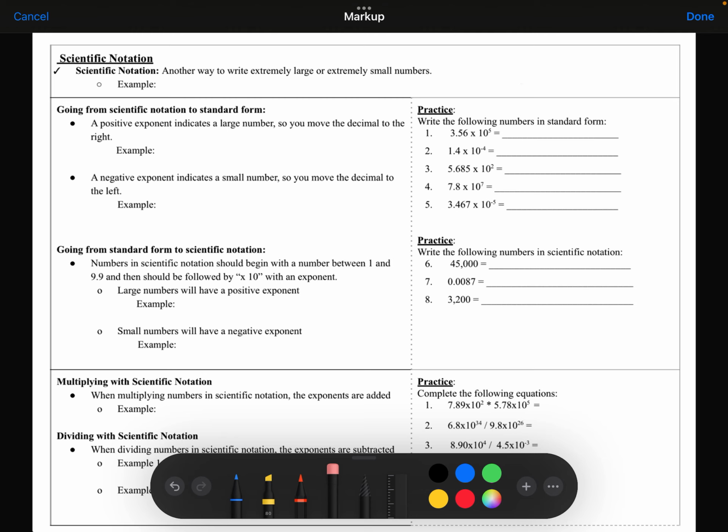Basically, scientific notation is a tool. It's another way to write really, really big or really, really small numbers in a less annoying fashion. So the best example I could give you is the mole. The mole is a number that will become very important to us in chemistry, and you'll see why when we get there. But this number is extremely large, so let me write it out longhand.